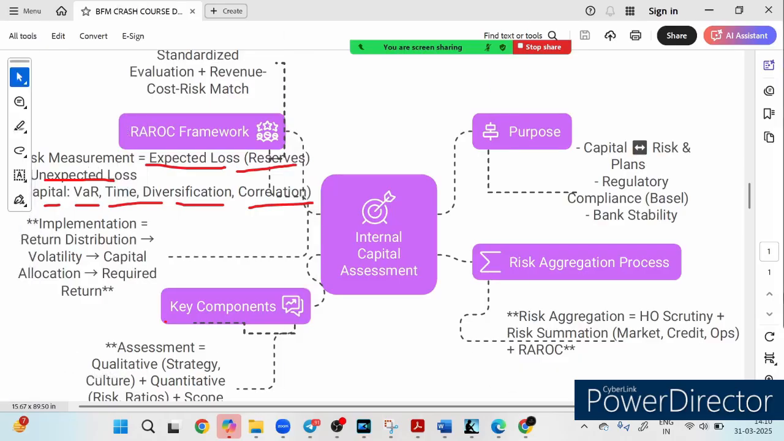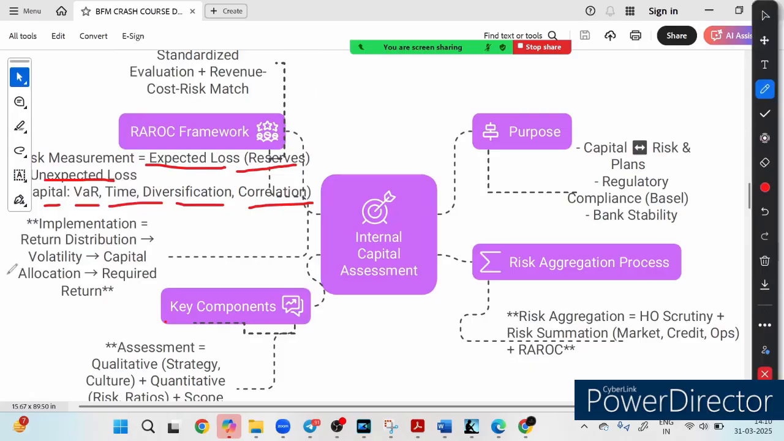If you look at the implementation strategy, basically the bank distributes return based on the volatility of its portfolio. How do they distribute the return? They distribute the return based on the volatility of the portfolio, which drives capital allocation decisions. This in turn determines the required return on capital, striking the balance between risk and reward.